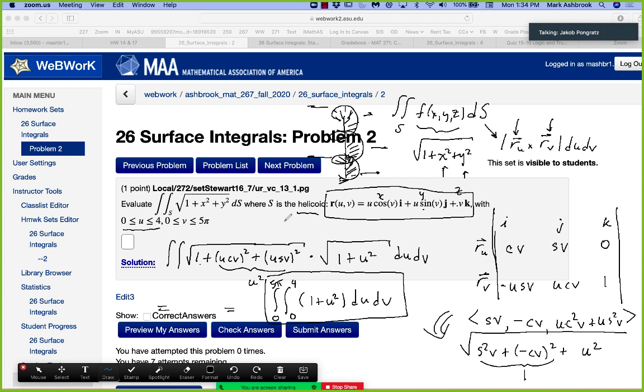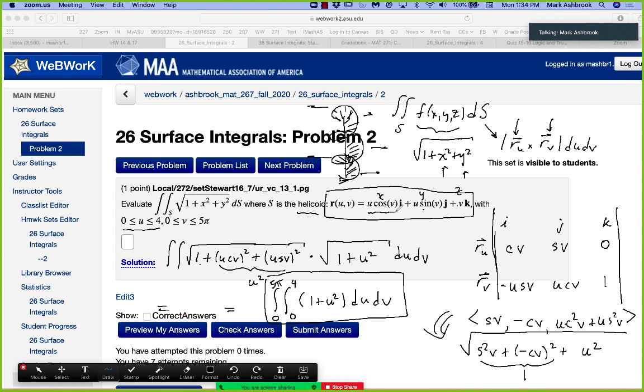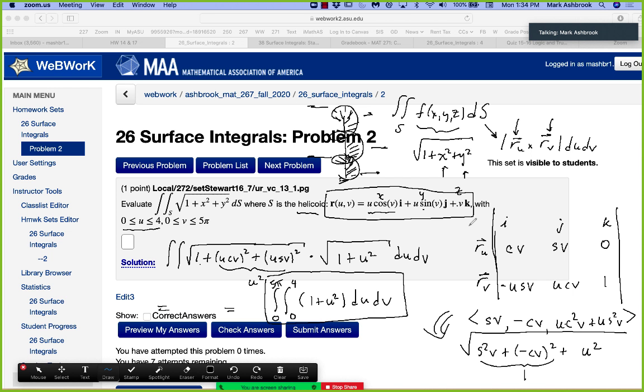I'm confused where you get the negative in your cross product. So the negative u sine v? That's the partial derivative of x with respect to v, so the derivative of cosine v. Right, we're doing partial derivatives, so we're differentiating with respect to v. Did I answer it? Yeah, thank you. Other questions?